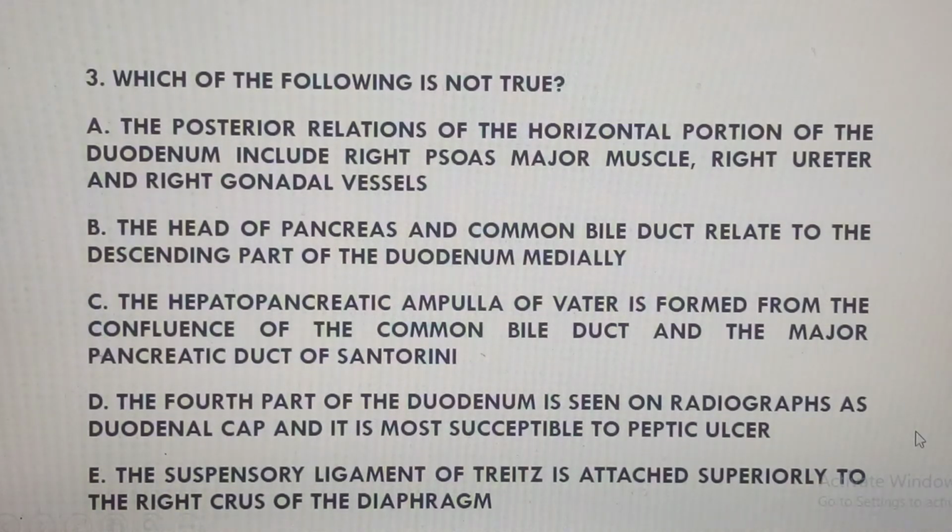Now for option E, the suspensory ligament of Treves is attached superiorly to the right crus of the diaphragm. This is a very true statement. Suspensory ligament of Treves, I will show that.